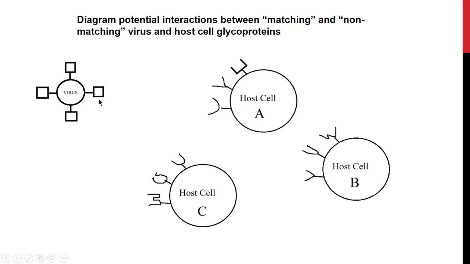So based upon the shape that you see here, which of these receptors would you suspect that the virus would use to infect the cell?